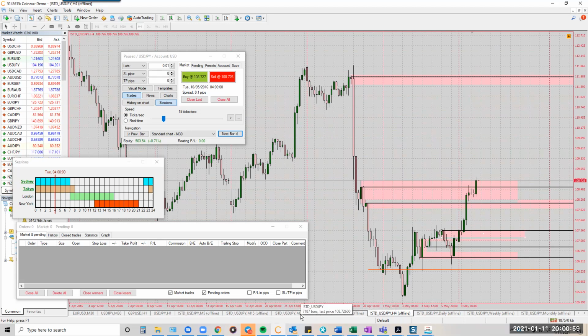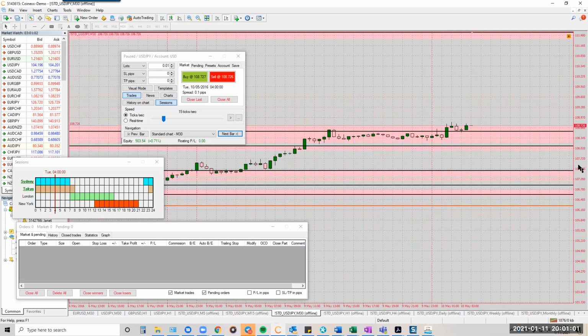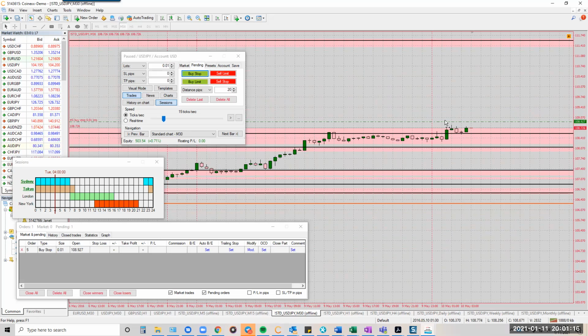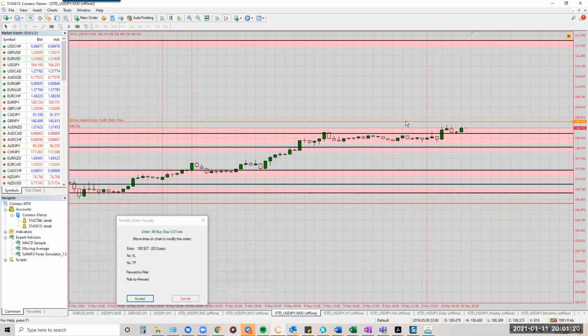So I'm going to jump here, jump back down. That zone is huge, but because I have my morning star pattern, I'm going to assume that I am going to be going up. So I'm going to put a pending order in here as a buy stop. Let me modify this order and bring it down to right where I think it's going to pick up. I'm going to accept it.